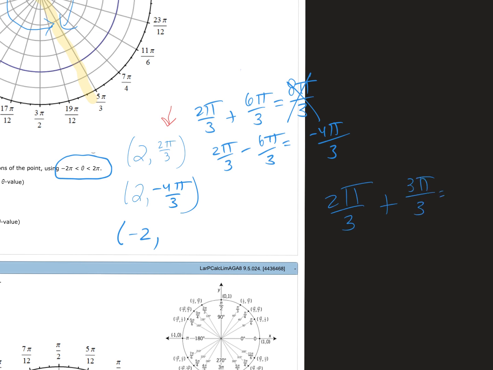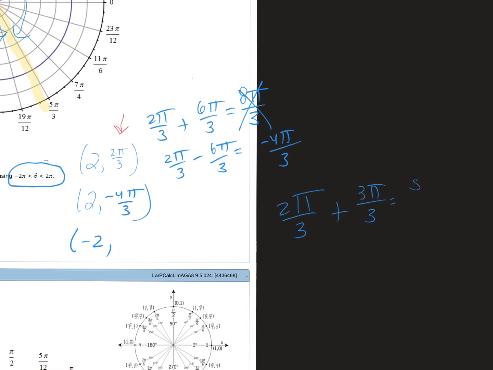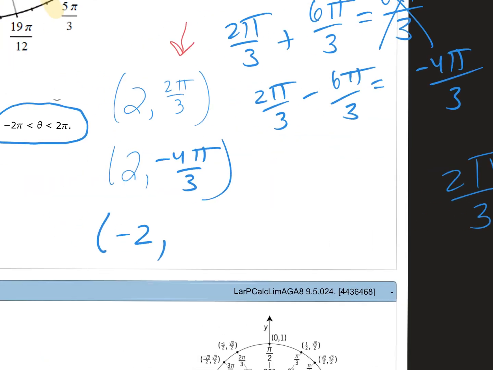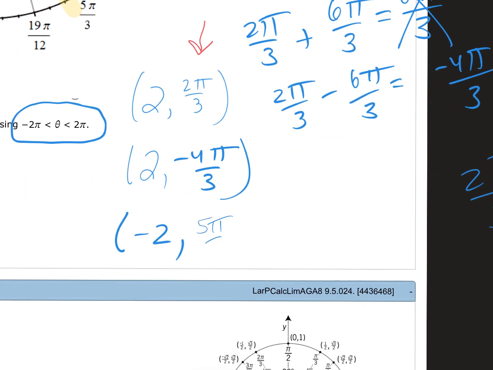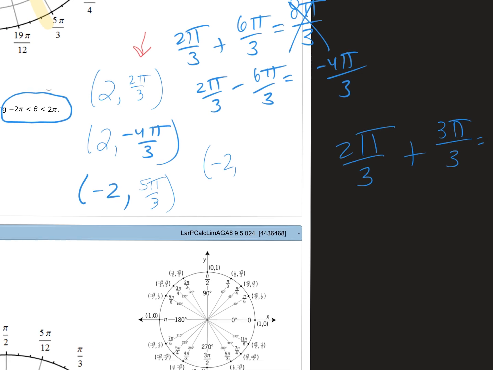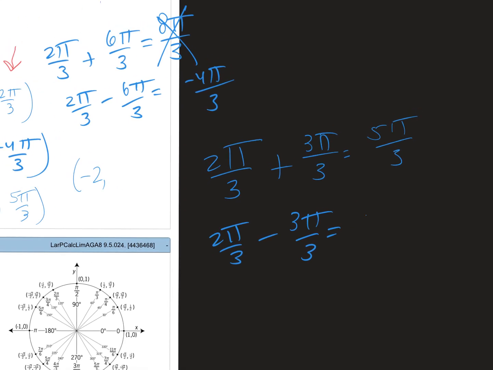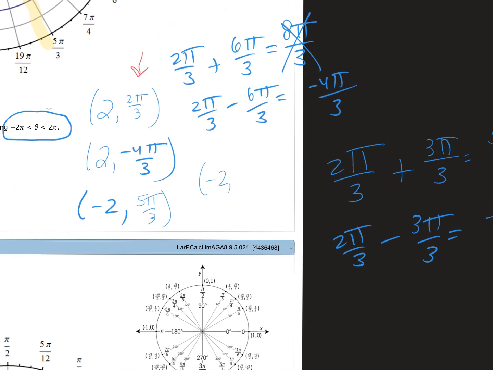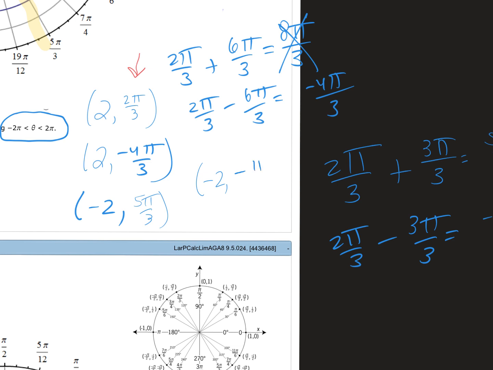Well, what's 2 plus 3? 5 pi over 3. How many times does 3 go into 5? Just once? Oh, so that one works, right? So 5 pi over 3. Can I get another one? Instead of adding, what could I do? Subtract. Okay, so let's subtract. Let's say 2 pi over 3 minus 3 pi over 3. What does that give me? Negative pi over 3. Does that fit in our constraints?